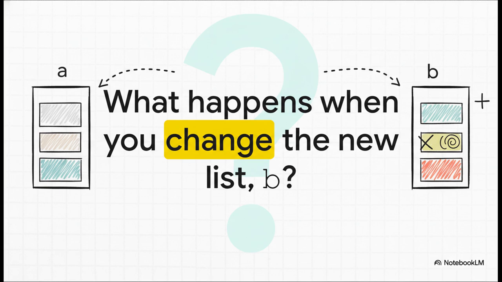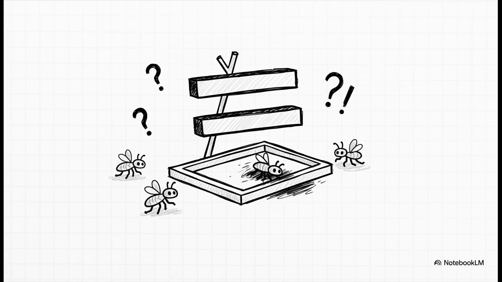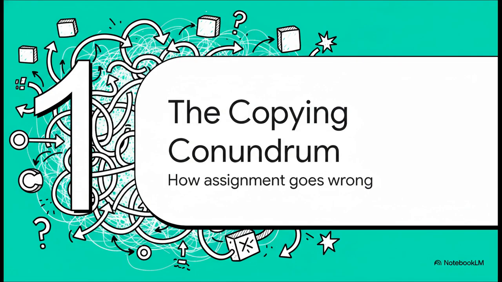Okay, so now you go to work on your new copy, B. You add a new number to it, maybe change one of the existing values, but what's happening to your original list, A, while all this is going on? And this is the moment where things can go sideways. That simple little equal sign doesn't actually do what you think it does. It's a classic trap, and it's behind some of the most frustrating bugs you'll ever encounter. So let's really dig into this copying conundrum. We're going to see exactly how this one simple line of code can lead you down a very confusing path.